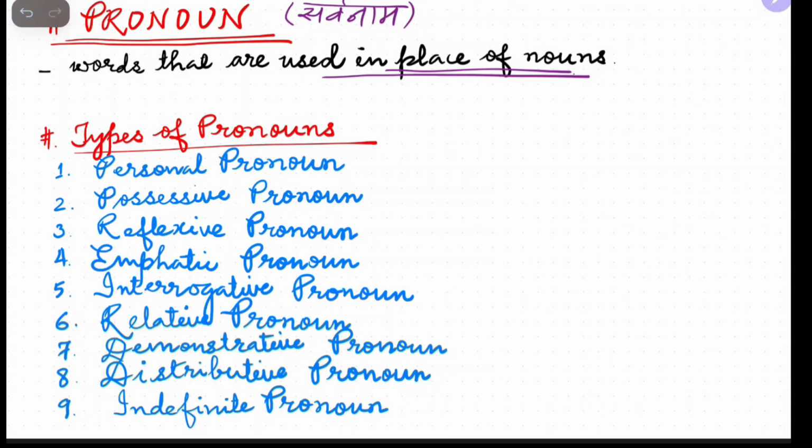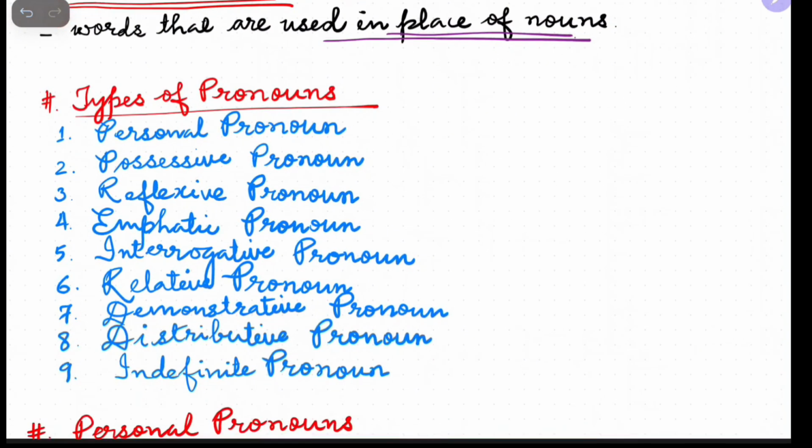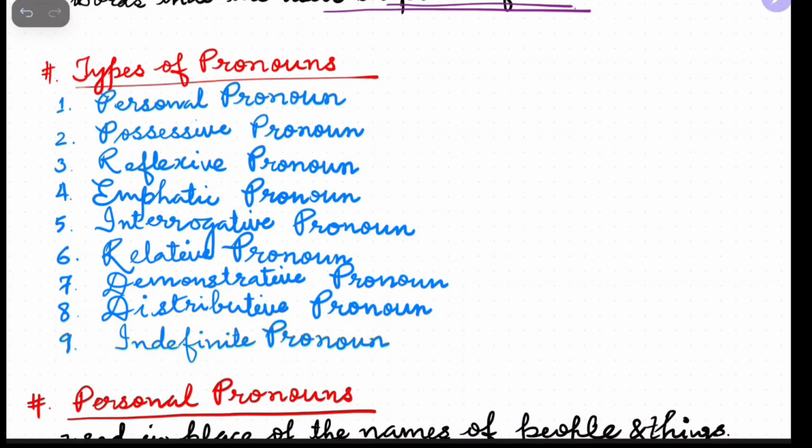So what are types of pronouns? We'll see. So there are different types of pronouns. First is personal, second is possessive pronoun, the third is reflexive pronoun, the fourth is emphatic pronoun, interrogative pronoun, relative pronoun, demonstrative pronoun, distributive pronoun, and indefinite pronoun. We will see definitions and examples accordingly.